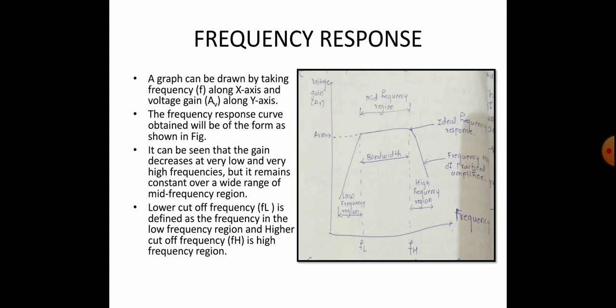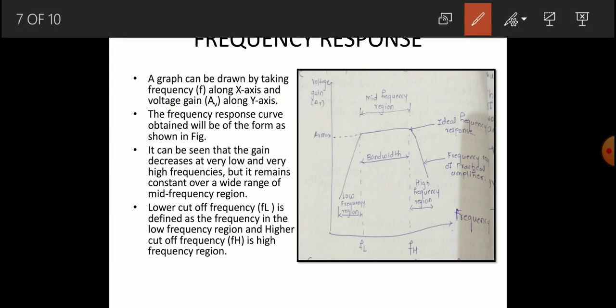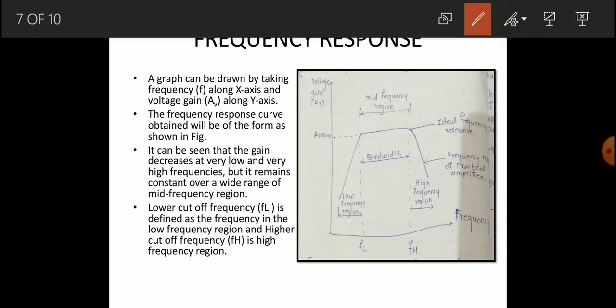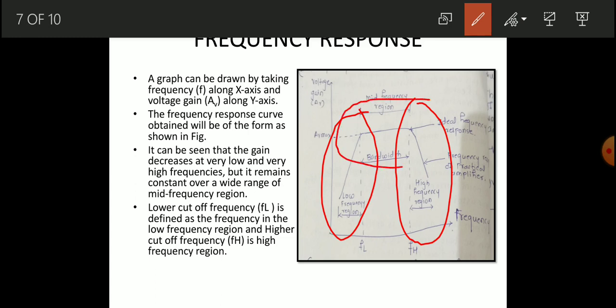It can be seen that the gain decreases in very low and in very high region, but it is constant in the mid frequency region. So now we have low frequency region, high frequency region, and mid frequency region. FL is your lower cutoff frequency, and FH is your higher cutoff frequency.